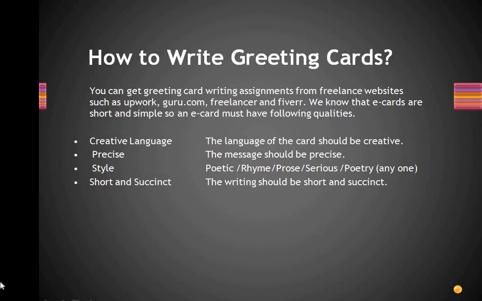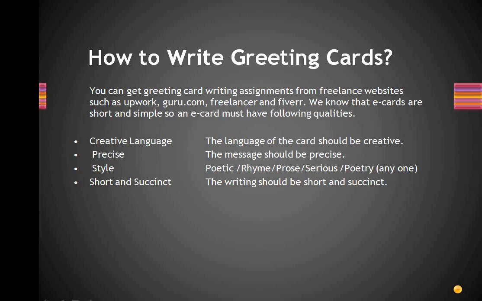How to write a greeting card. You can get greeting card writing assignments from freelance websites such as Upwork, Guru.com, Freelancer and Fiverr. We know that e-cards are short and simple, so an e-card must have the following qualities.